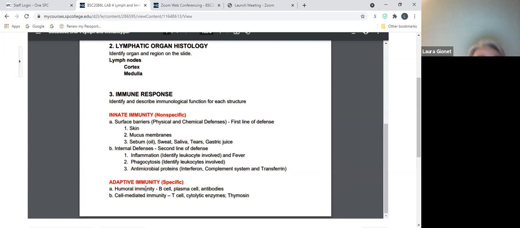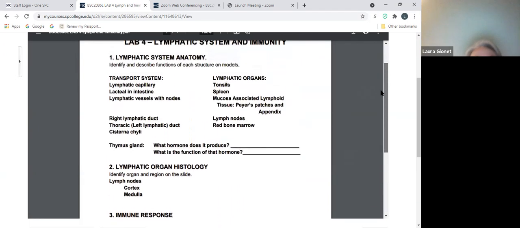And then we'll look at T lymphocytes and B lymphocytes. Remember, B lymphocytes are part of the humoral immunity. T lymphocytes are part of the cell-mediated immunity. B cells become plasma cells that produce antibodies. T cells produce cytolytic enzymes, the physical part: that T cell has to come in contact with that organism. And the hormone that stimulates its maturation is thymosin.